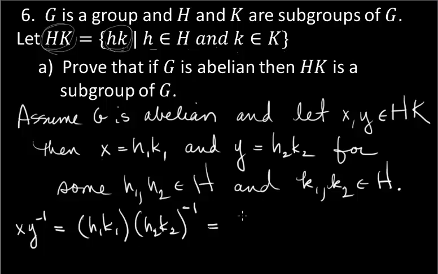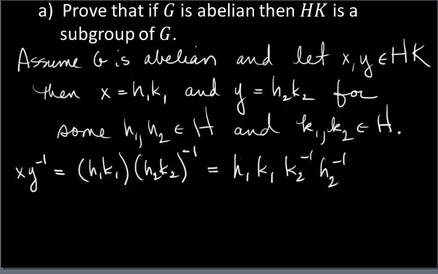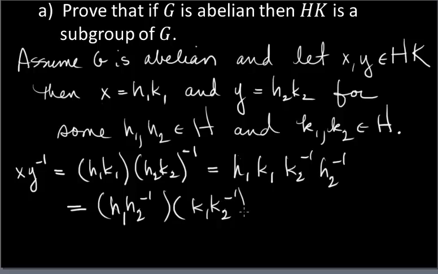I think I won't use abelian right now. I'm just going to write h1, k1, and then I'll do k2 inverse, h2 inverse. That's always true. You could just take off the inverse sign and write h2 inverse, k2 inverse, but you would need to mention because G is abelian. So I just reserved using that right away. And now I think I could just move things around and write h1, h2 inverse, and then write k1, k2 inverse, since G is abelian.